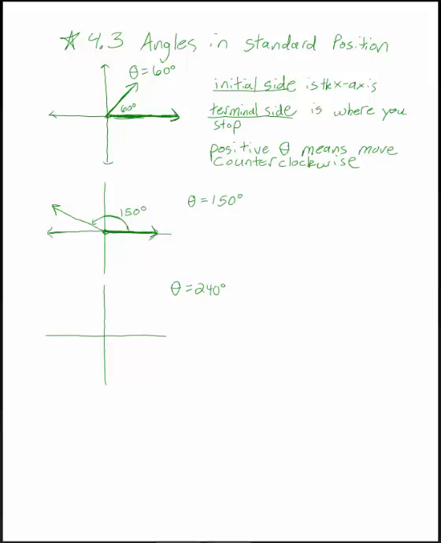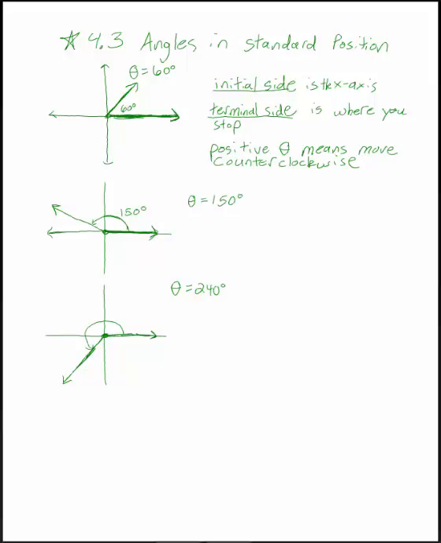So that means that my initial side starts on the x-axis. So 240, I'm going to end up in quadrant 3 because I'm going around from the initial side all the way back around to the x-axis. That's 180. Now I need to go more.